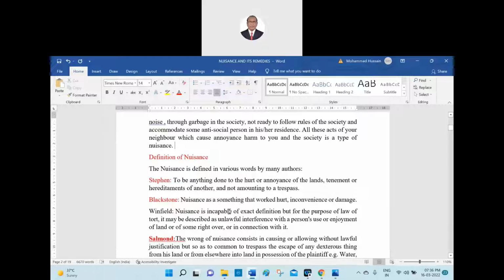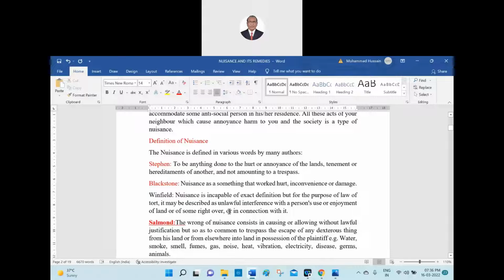The definition of nuisance is different with many authors. Stephen, one of the exponents in the law of torts, said it is anything done to the hurt or annoyance of the lands or tenements or hereditaments of another, not amounting to a trespass. Hereditaments means rights of easement. That is not amounting to a trespass, that is amounting to a nuisance.